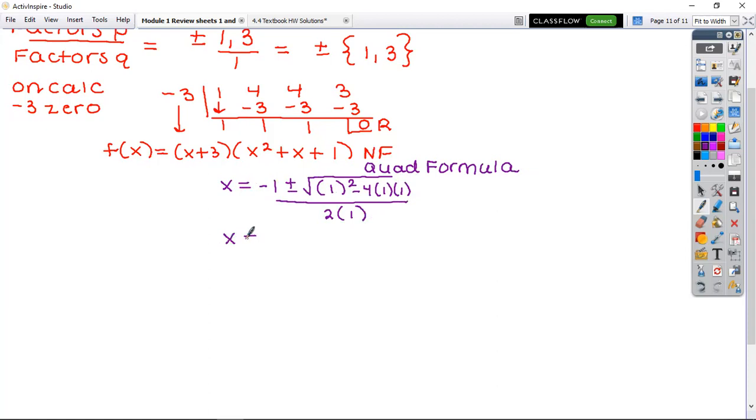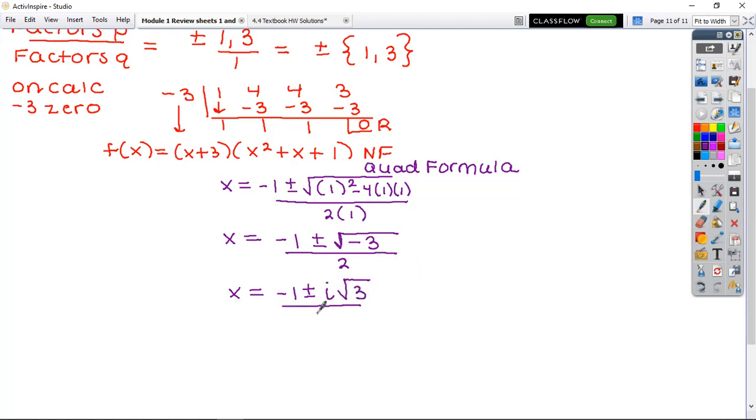So x is equal to -1 plus and minus the square root of 1 minus 4, which is just going to give me, yep, -3. It's going to just save you a little bit of writing. And then over 2. Okay. What type of roots is this question going to produce? Imaginary. Yep. And again, those are not visible on a graph. So x is equal to -1 plus and minus i radical 3 all over 2.